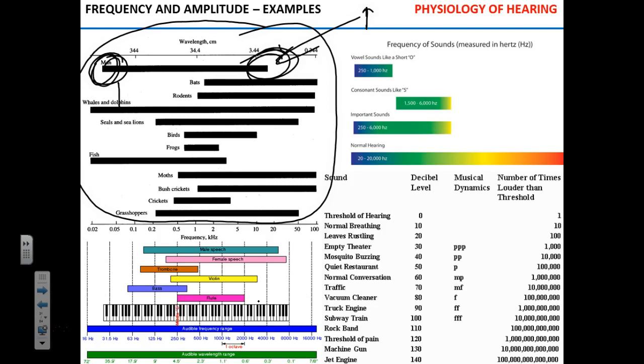The long wavelength means low frequency. Whales and dolphins, that's the only way to communicate, produce sounds underwater. Okay, we're better than rodents. We're better than birds, fish. Well, you got to be better than fish, frogs, and so on and so forth.